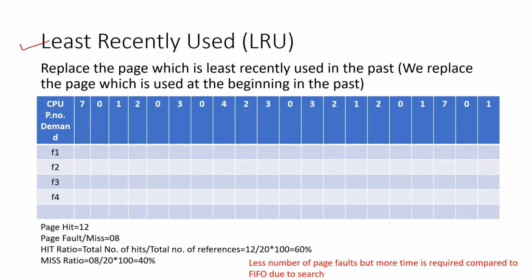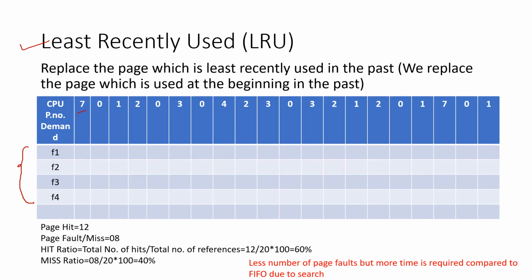So here the CPU page number demand, here it is given around 20 pages. Okay, 7 0 1 2 0 3, it's a reference string given. The main memory size is having 4 frames, F1, F2, F3, F4.